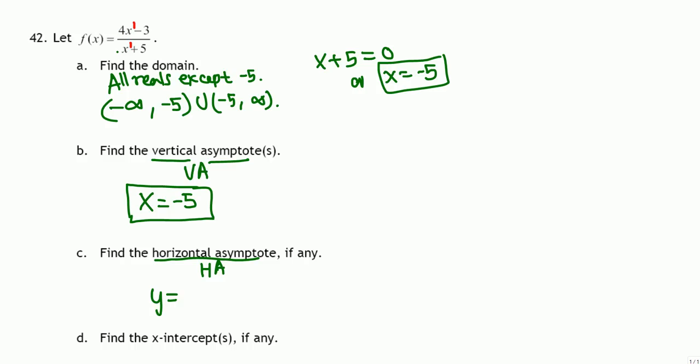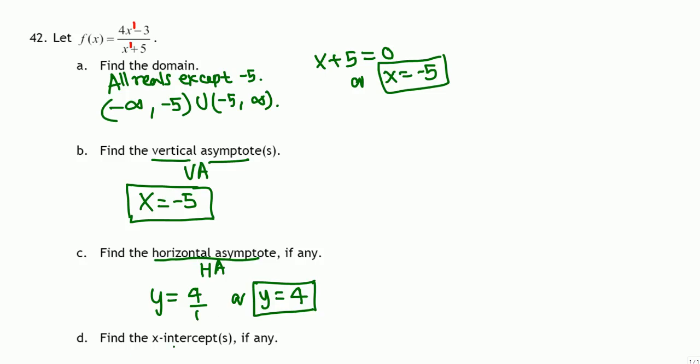The ratio of leading coefficients is the horizontal asymptote. So y equals 4 over, there is nothing, meaning 1, 4 over 1, the ratio of leading coefficients, or you could have just written y equals 4. Final, that's the horizontal asymptote.